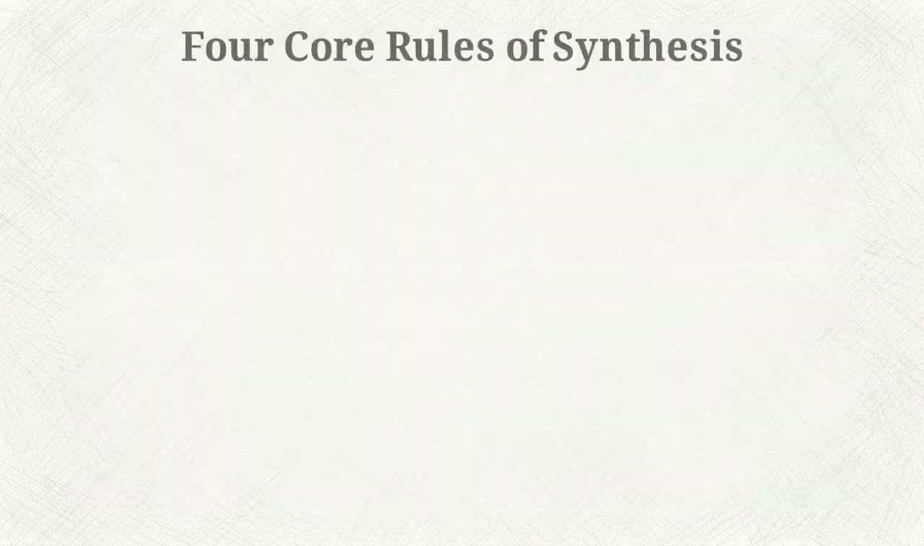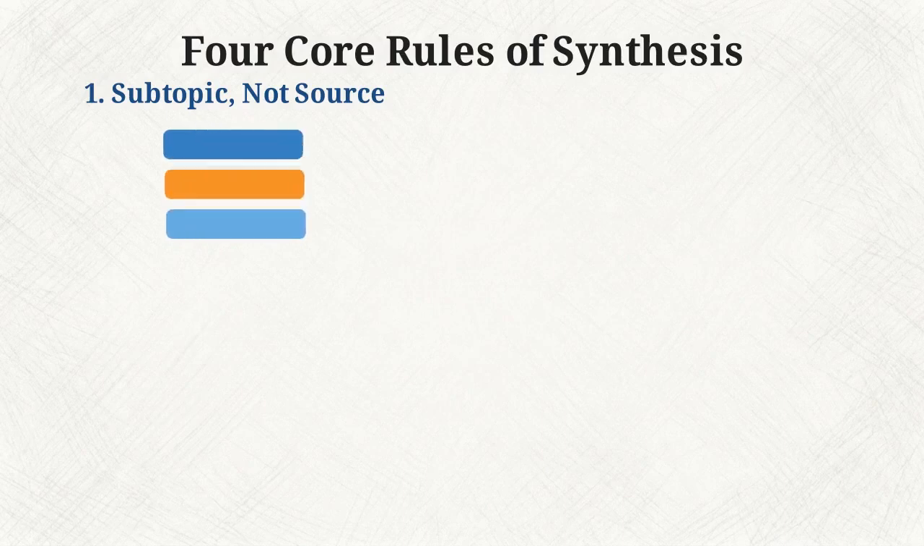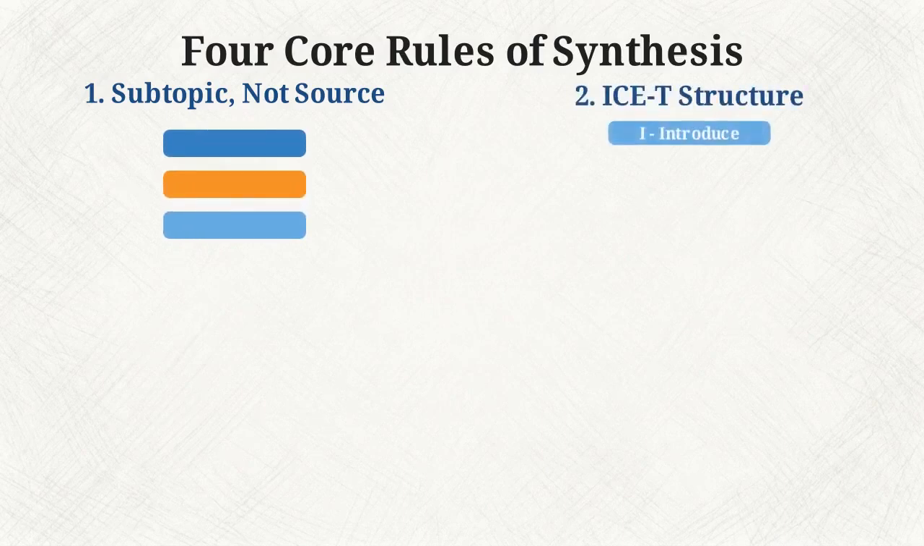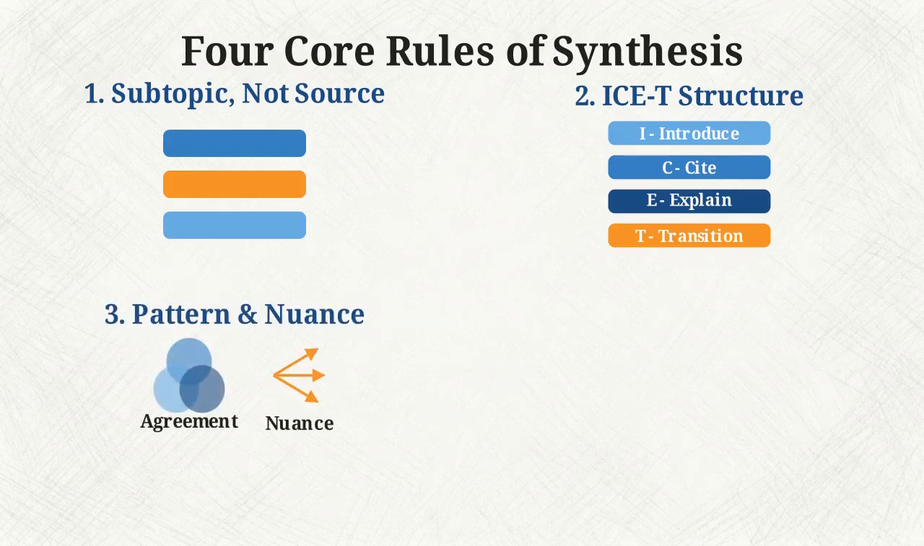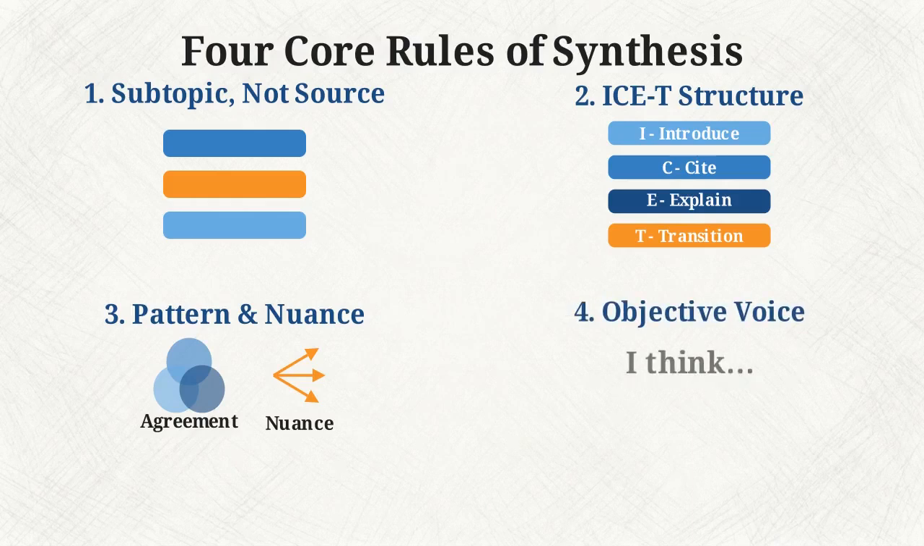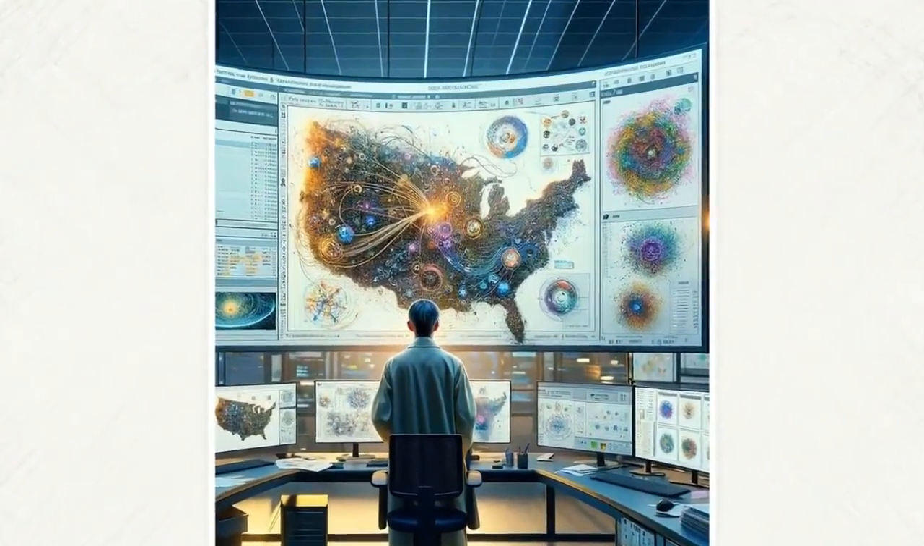Let's lock in the 4 core rules. Rule 1. Organize your material by subtopic, not source. Rule 2. Use the ICE-T structure for body paragraphs. Rule 3. Agreement equals weight. Disagreement equals nuance. Rule 4. Stay objective and report the conversation. Following this organizational grid and the ICE-T drafting method ensures that the final essay remains a precise, analytical report on the expert's conversation.